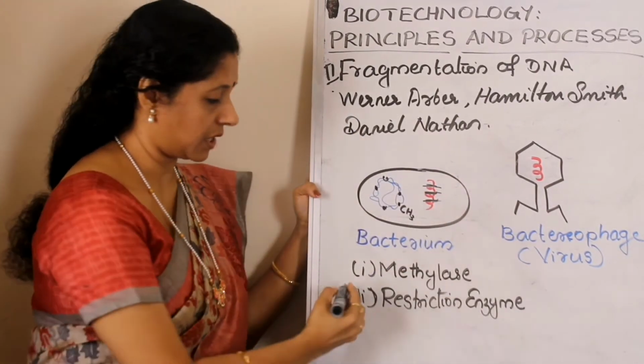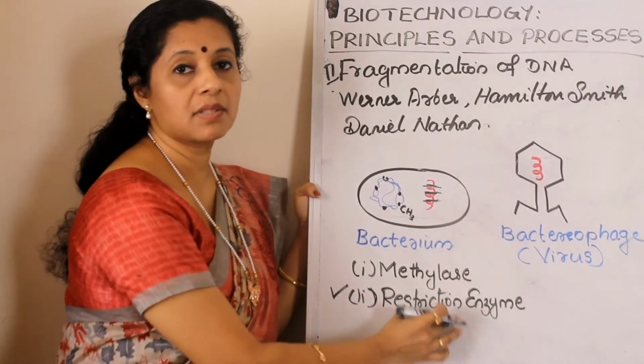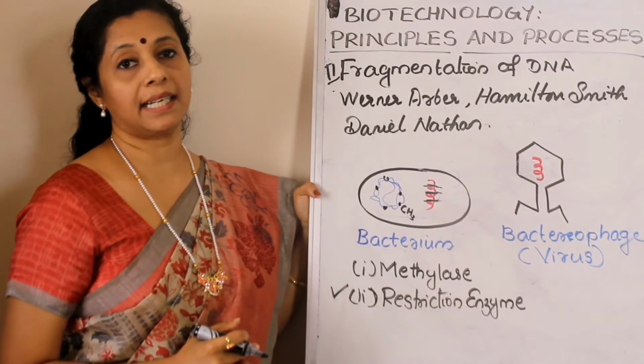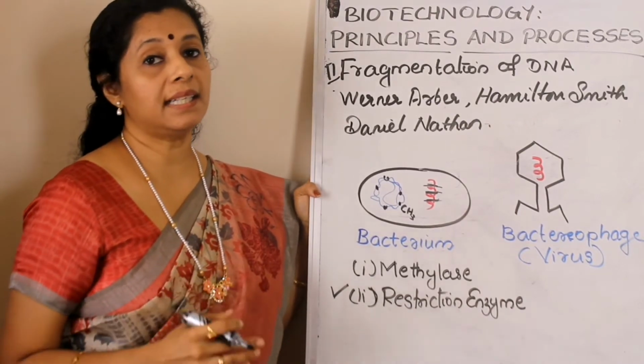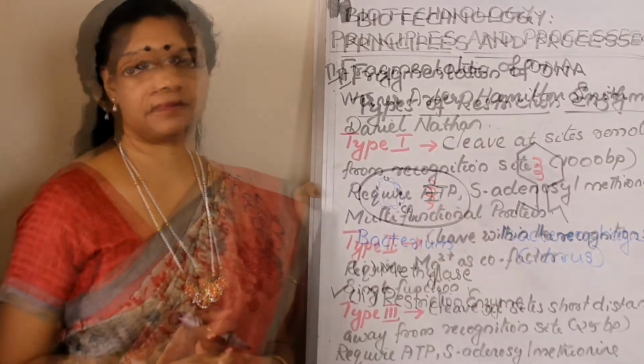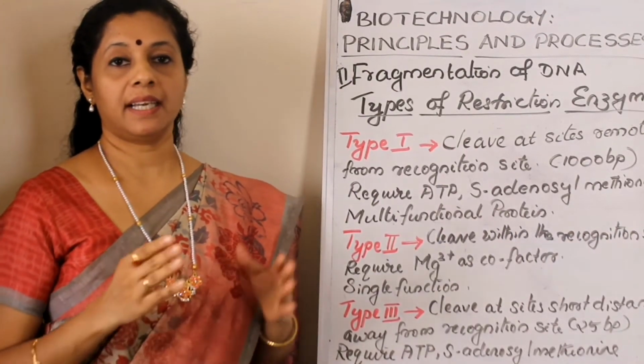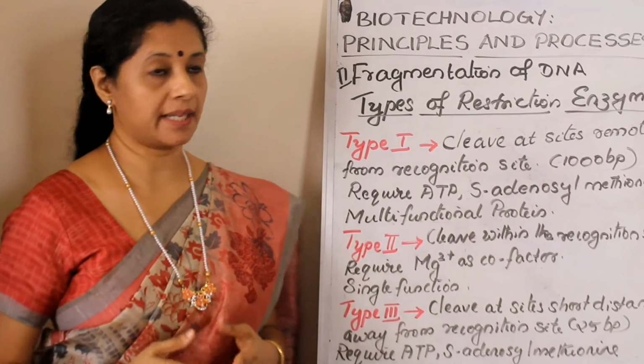from the viral infection. So these restriction enzymes are later found to be a very useful tool in recombinant DNA technology, as we can cut the DNA whenever we need. What are the types of restriction enzymes? There are different types of restriction enzymes.